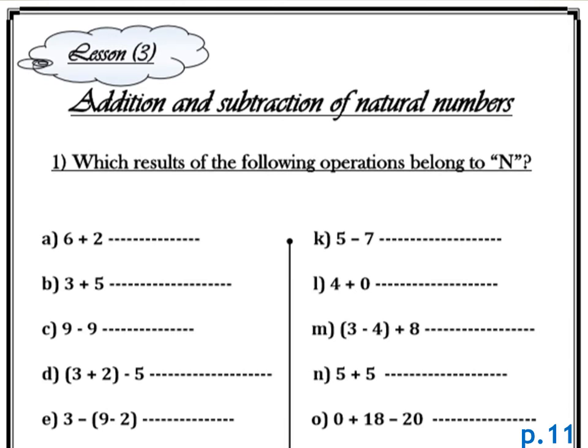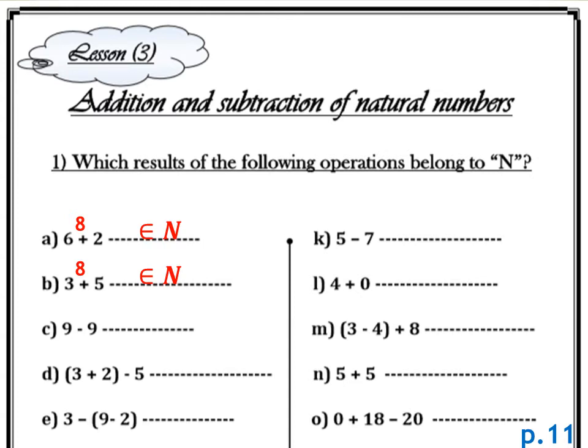Here, open your booklet page 11. Number 1, which result of the following operation belongs to N? So here we are going to put the numbers on the calculator and check if it belongs to N or not. Here in letter A, 6 plus 2 equals what? 6 plus 2 equals 8, and 8 belongs to N. In letter B, 3 plus 5 equals 8, and also 8 belongs to N.